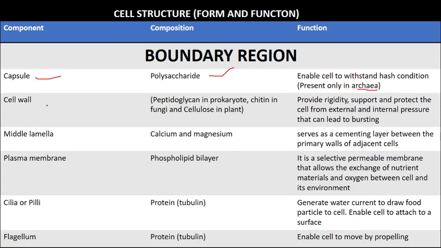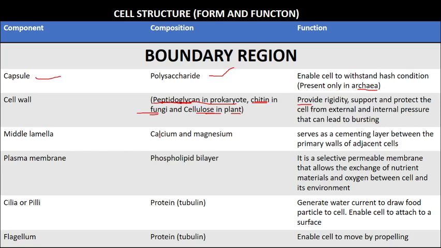So we have the cell wall. We have three types: some cell walls are peptidoglycan, some are chitin, some are cellulose. Peptidoglycan cell walls are present in prokaryotics, chitin cell walls are present in fungi, cellulose cell walls are present in plants. What is their function? They provide rigidity, support, and protection to the cell from external and internal pressure that can lead to bursting of the cell.